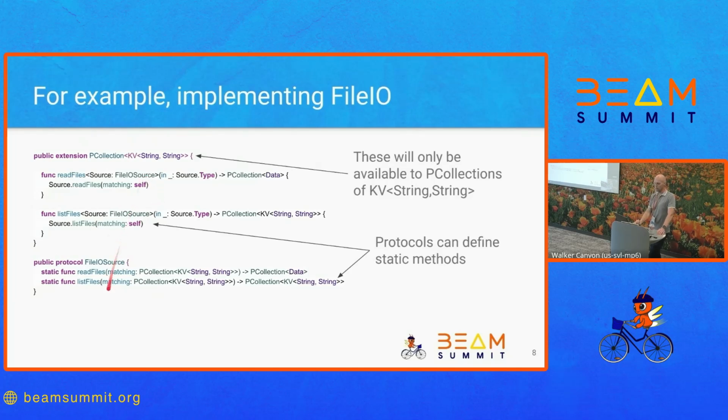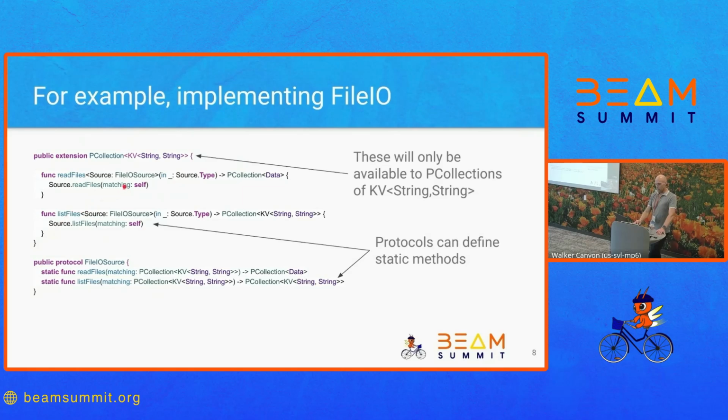And then on the protocol side, for file sources that you want to implement, we actually can define a protocol. Protocol is basically equivalent to interfaces, but they can define both instance and static methods, which I don't think interfaces can do, unless they've changed that. So that's actually kind of handy because you can define static interfaces on things. Like, for example, here, where we say, if you're implementing a source, you should implement read files and list files statically so that we know how to convert these KV strings into data output, right?